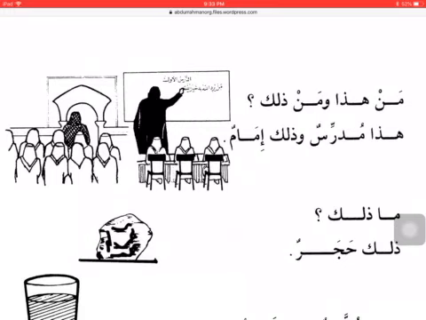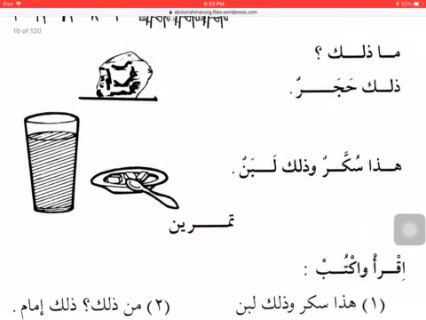هذا مدرس, this is a teacher. وذلك إمام, that is an imam. Next question. ما ذلك? What is that? That's actually a stone or a rock. So ذلك حجر, a new word.